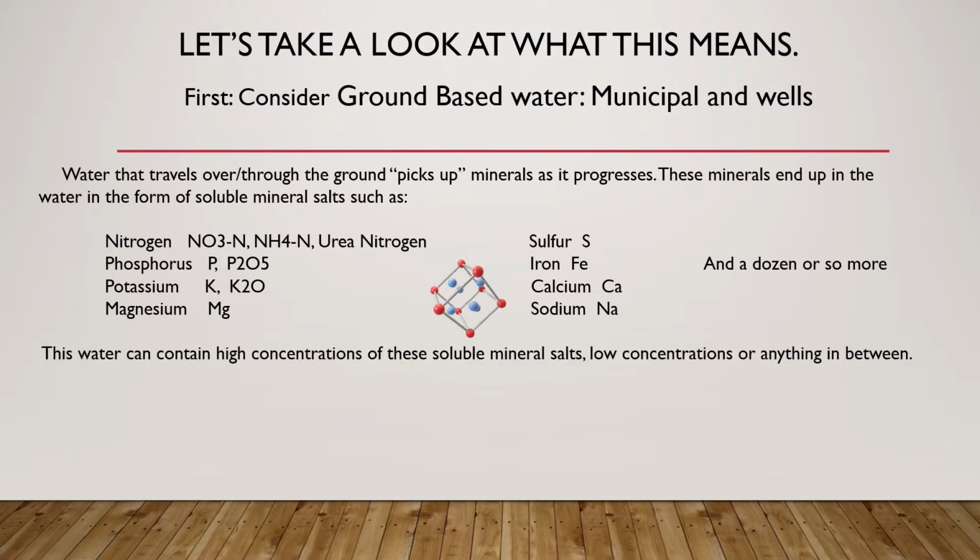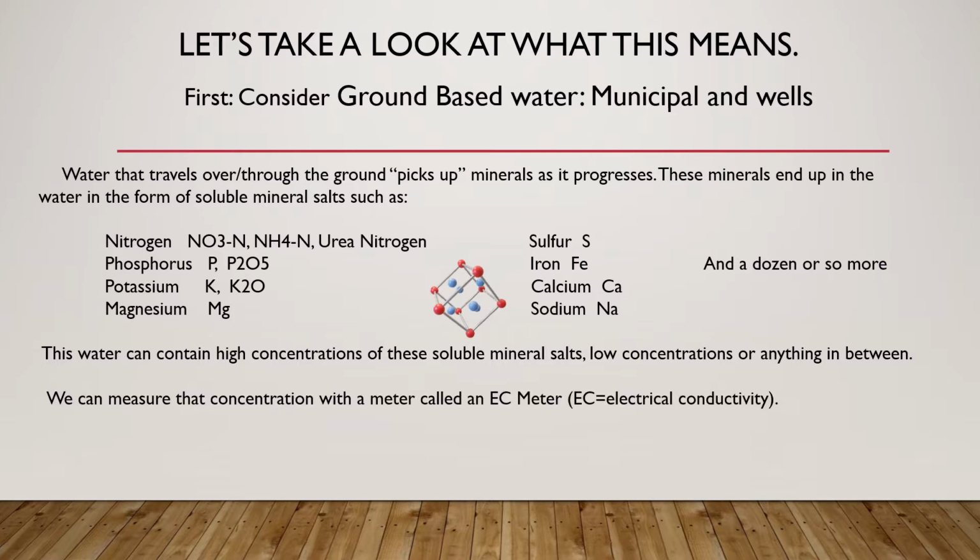This water now can contain either high concentrations of these soluble minerals, low concentrations, or anything in between. And we can measure that concentration with a meter called an EC meter. Some of you may have watched some of my other videos on EC meters, how they work and how they actually measure these mineral ion concentrations in our water. And some of these dissolved minerals are also able to be taken up by your plants as nutrients.